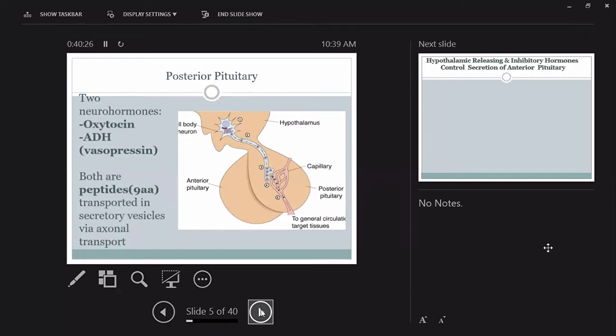Two neurohormones, oxytocin and ADH, vasopressin, both are peptides. They are not steroids. They are transported in secretory vesicles via the axons.